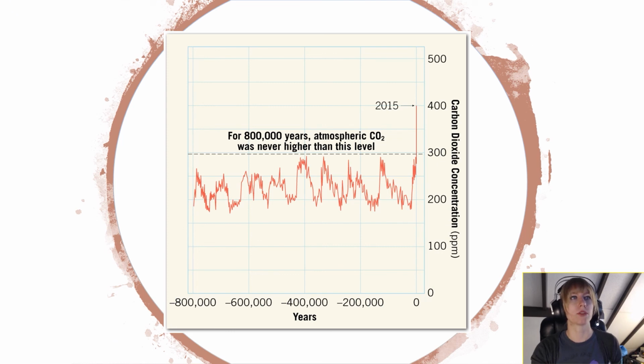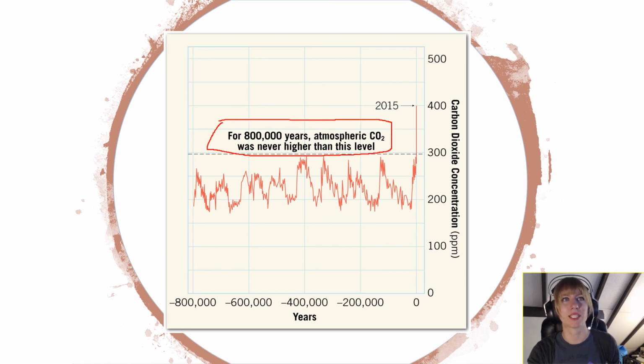And so this is essentially what about 800,000 years of carbon dioxide looked like. It was never higher than 300 ppm, or parts per million. In 2015, it was up to 400 parts per million. And this is just as we've been getting more and more industrialized as a world, not even just a country, a world.